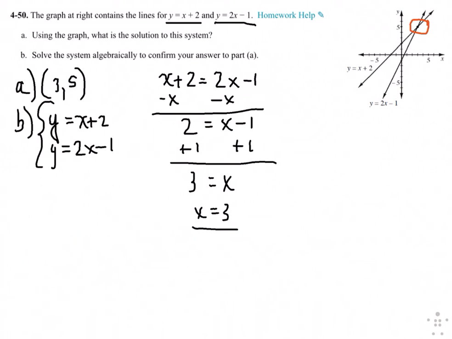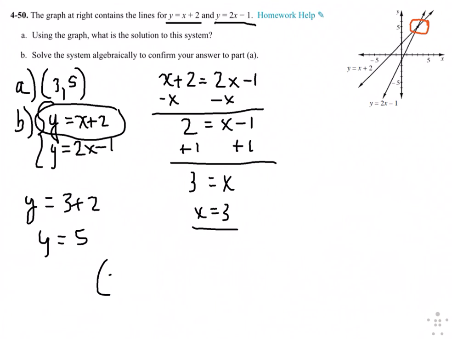And then we need to substitute in. I'll substitute into this one. It doesn't matter which one. y equals 3 plus 2. y equals 5. And then as an ordered pair, it would be (3, 5). Right?